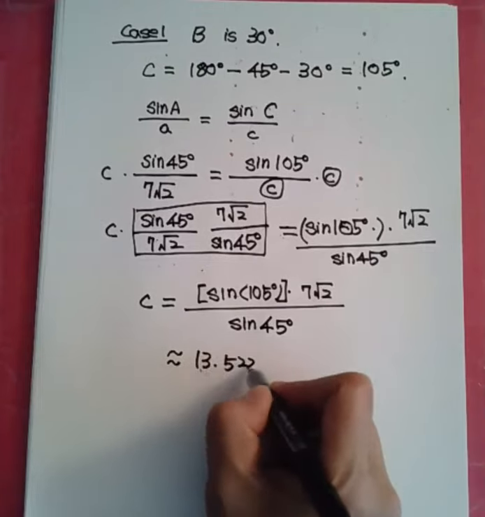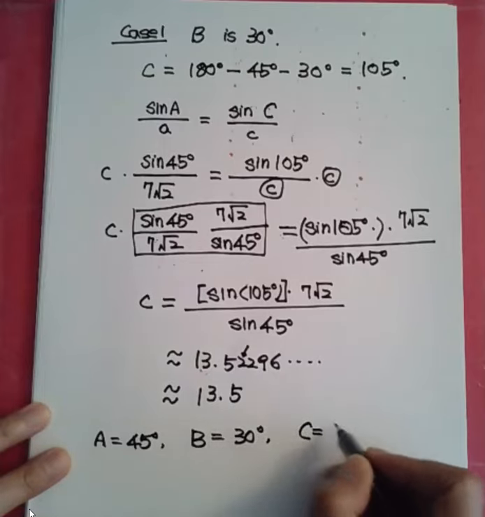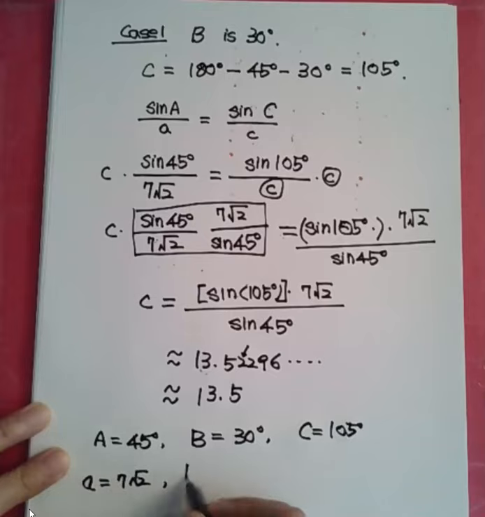In this case, the angle A is 45 degrees, angle B is 30 degrees, angle C is 105 degrees, and the side length a is 7 square root of 2, and side length b equals 7, and side length c is approximately 13.5.